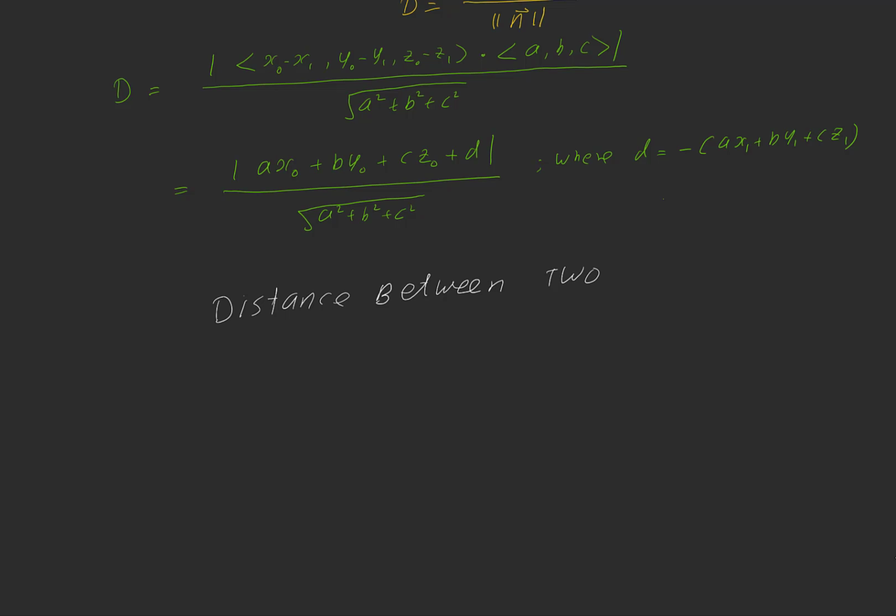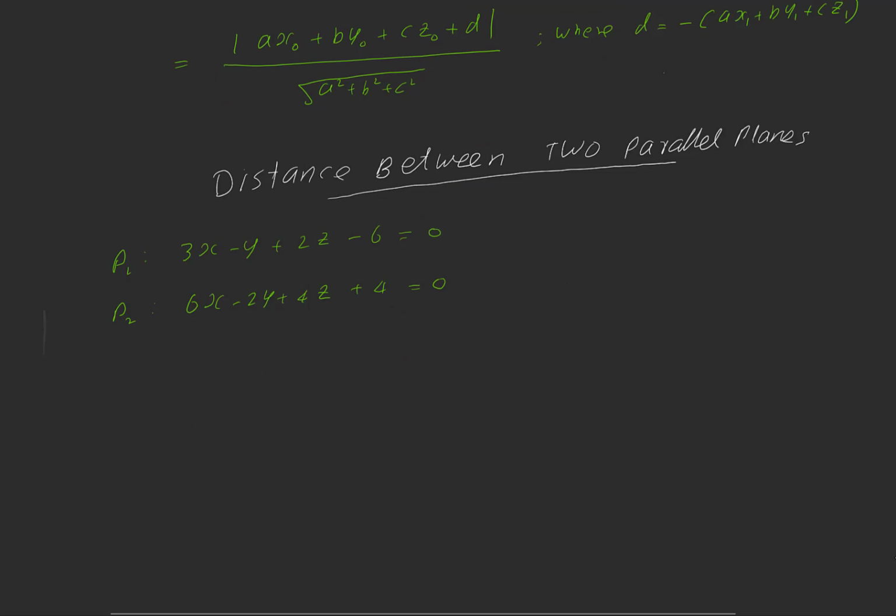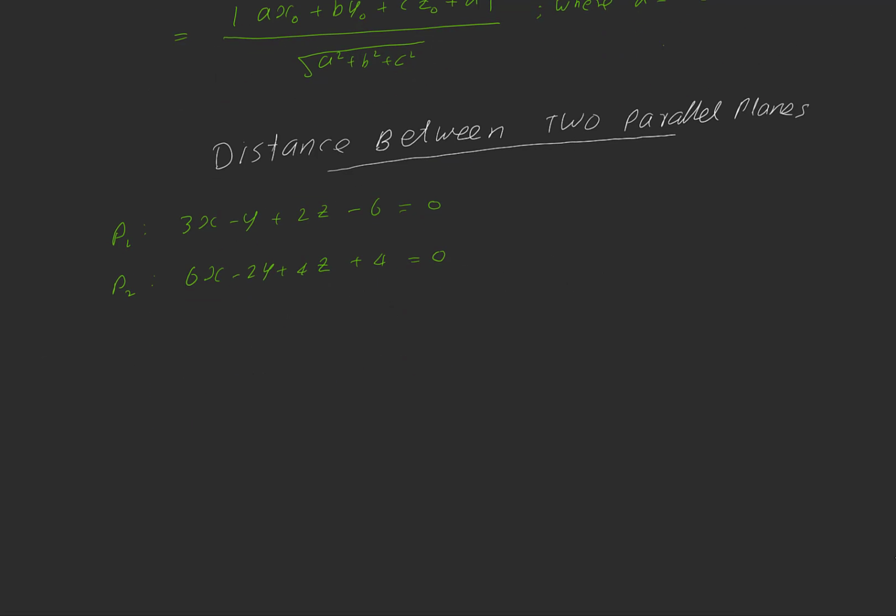Next, distance between two parallel planes. Distance between two parallel planes. Let me write plane 1, P1: 3x minus y plus 2z minus 6 equals 0. And the second plane, P2: 6x minus 2y plus 4z plus 4 equals 0. Then how do we find the distance between these two?